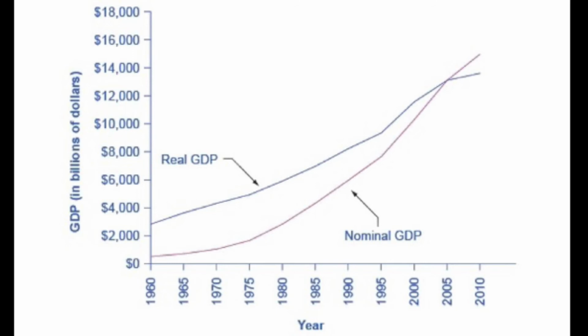Real GDP will appear higher than nominal GDP in the years before 2005 because dollars were worth less in 2005 than in the previous years. Conversely, real GDP will appear lower in the years after 2005 because dollars are worth more in 2005 than they are in later years. Calculating real GDP growth rate.